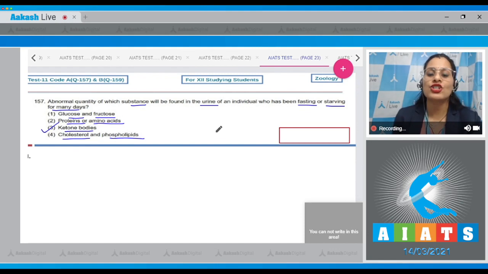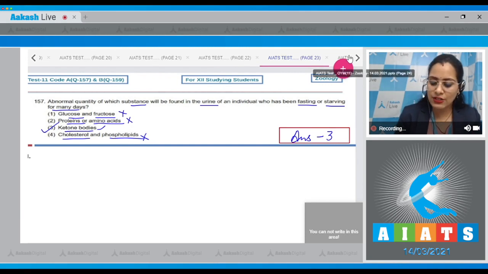Ketonuria is a condition in which body produces excess ketone bodies. It is observed in starvation and diabetes mellitus. So the correct answer is option 3, whereas option number 1, 2 and 4 are incorrect options. So the correct answer is option number 3. Let's proceed to the next question.